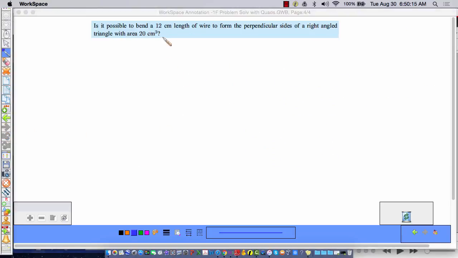Is it possible to bend a 12 centimeter length of wire to form the perpendicular sides of a right angled triangle with area 20 centimeters? Okay, well, I'm going to draw a right triangle because that's the shape in question.